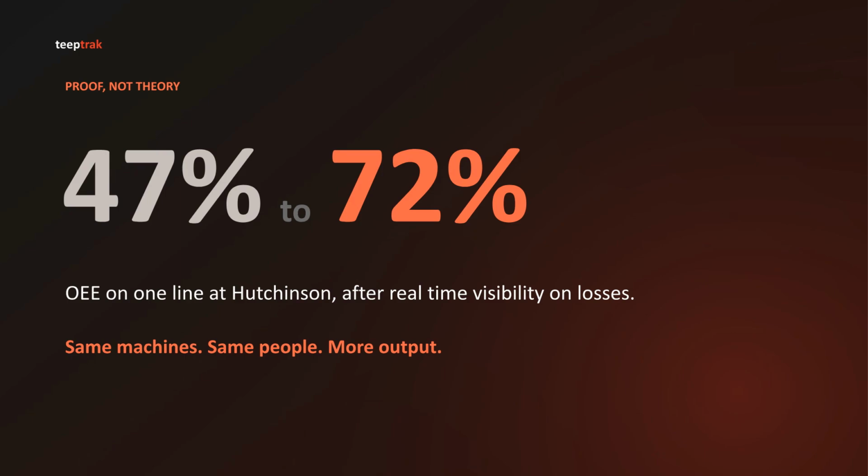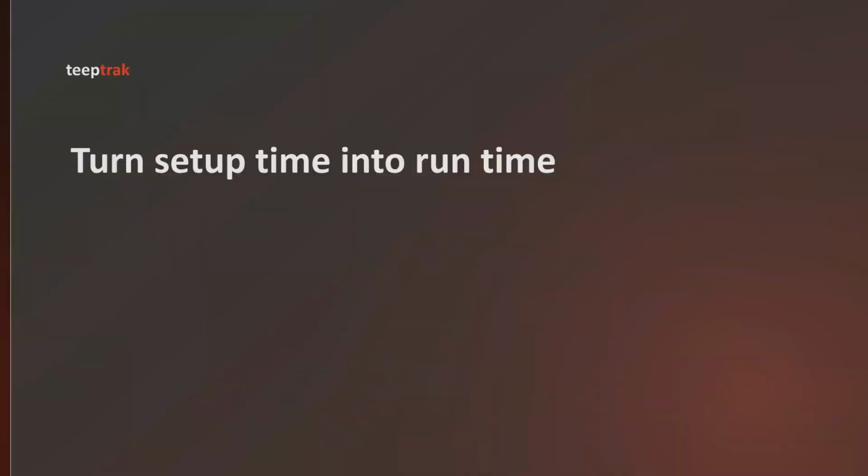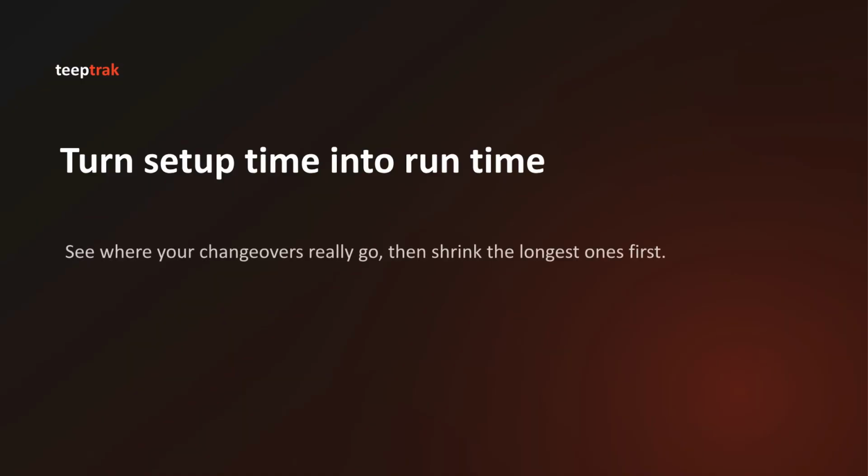For example, at Hutchinson, implementing real-time visibility on production losses helped increase OEE on a single line from 47% to 72%. The same machines and the same people achieved significantly more output. It is time to turn your setup time into run time. Start by identifying where your changeover time is going so you can focus on shrinking the longest ones first.